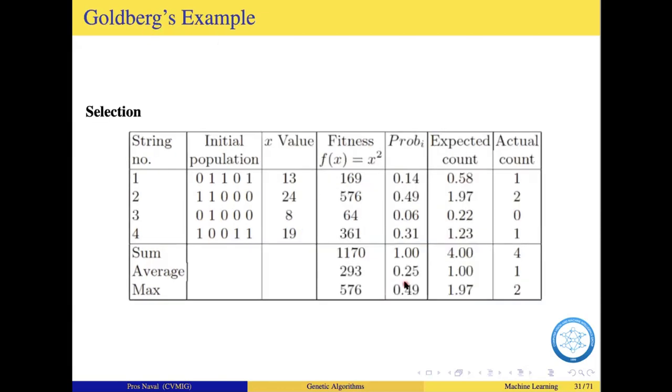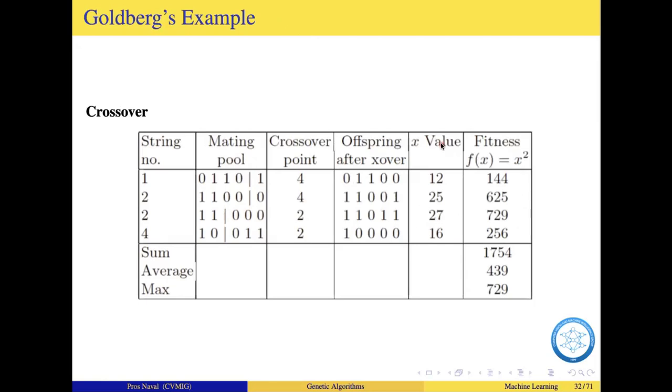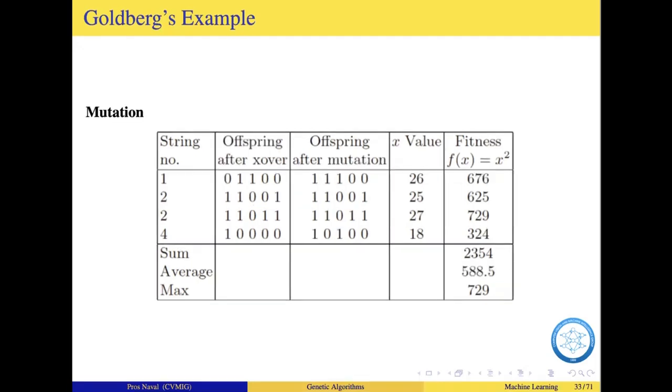So the maximum here was 576 for the fitness, while here it's now 729. So there's an improvement of the average fitness for the entire set, for the entire population in this next generation. Not yet. We need to mutate. We still have to mutate.